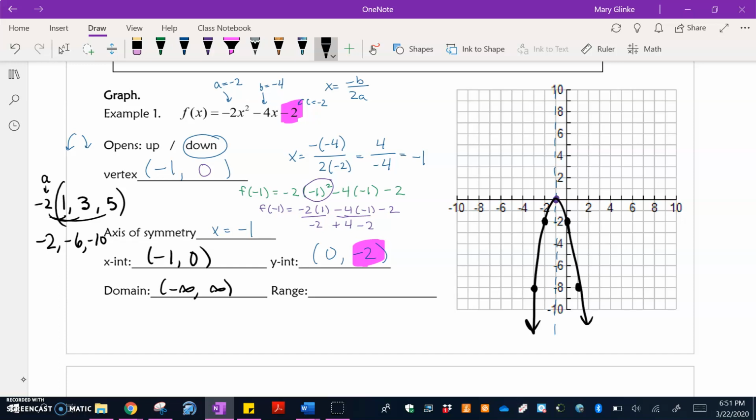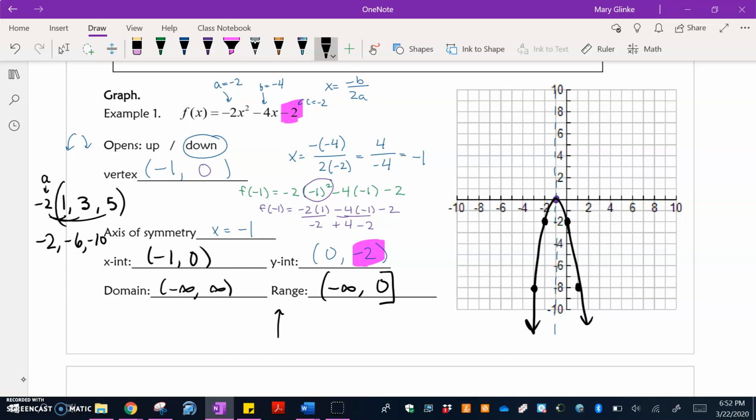And my range, again, we're going to go low to high for my range. This graph starts down forever. So the lowest this graph gets is going to be -infinity because it's going to keep on getting lower. The highest this graph gets, though, is going to be the y value of my vertex, which is 0. And it actually touches 0, which is why we use the bracket.